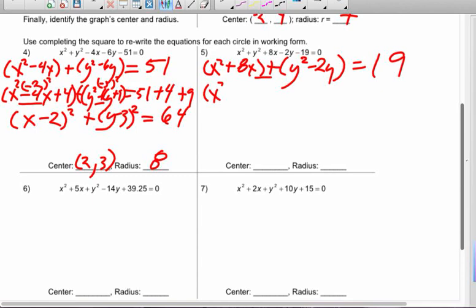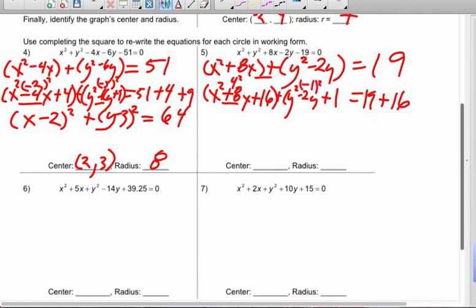So it's x squared plus 8x. And so then I take half of my 8, which is my b term, so it's going to be 4 squared. So it's going to be plus 16. And then I'm going to have plus my y squared minus 2y. So half of negative 2 is going to be negative 1 squared. So it's going to be plus 1, plus 1.